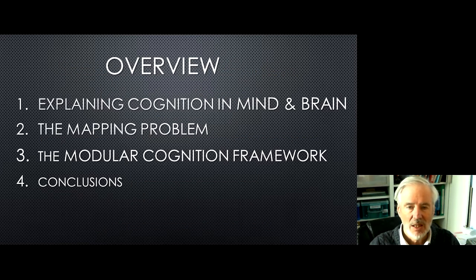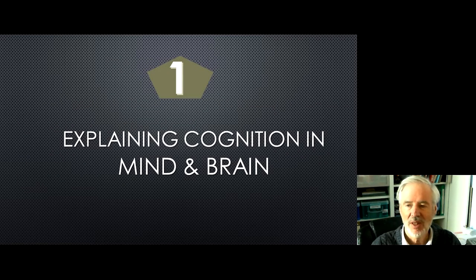So, here's an overview of the talk. I shall be explaining cognition in mind and brain in very general terms to start with, then move on to the main point, which is the mapping problem, and finally giving you a whistle-stop tour through the Modular Cognition framework, which I'll come to in due course, and I'll explain a little more about it then. And finally some conclusions. So let's start.